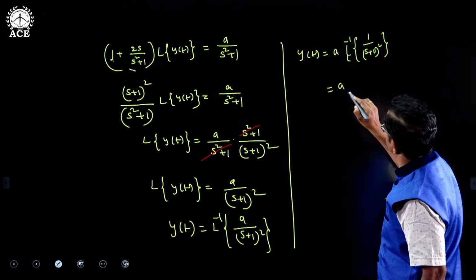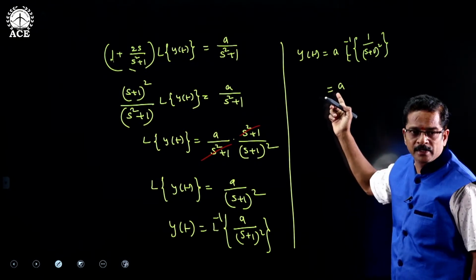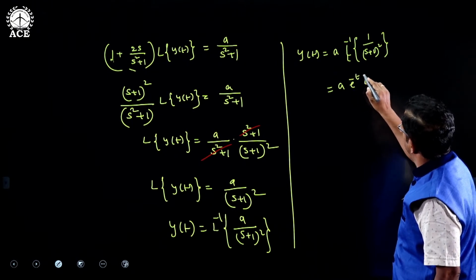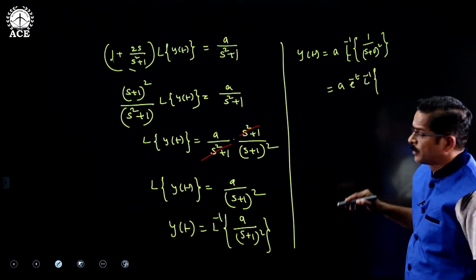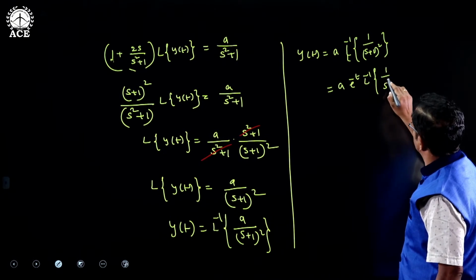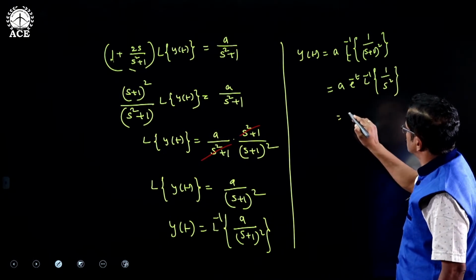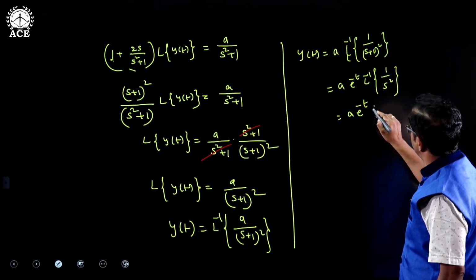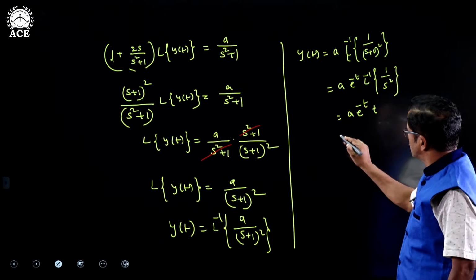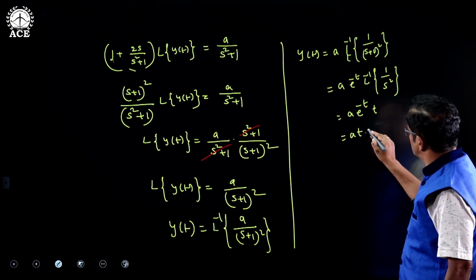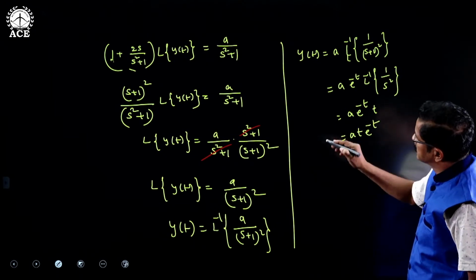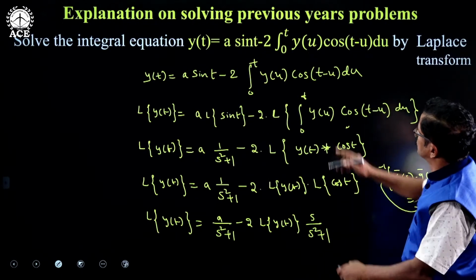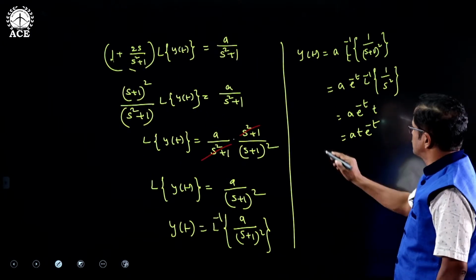Which is equal to a into this: s plus 1 changes to s by taking out e power minus t, by the first shifting theorem, 1 by s square. L inverse of 1 by s square is t. So which is equal to a into t into e power minus t. This is what? The solution of the integral equation, that is y of t.